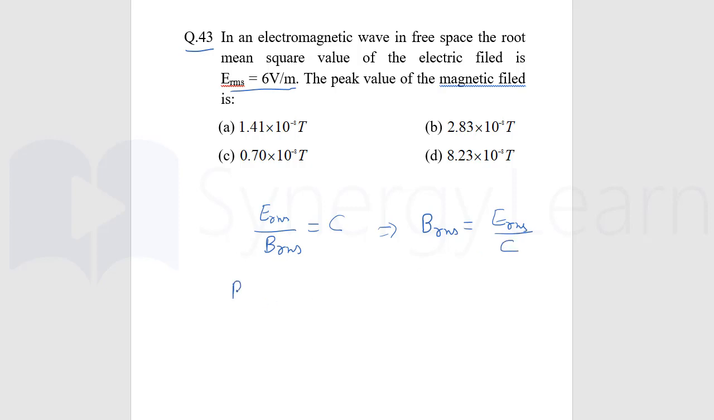And now the peak value of magnetic field B0 will be √2 times B RMS. That is the relation between RMS and peak value. So it is √2 times E RMS, which has value 6, upon C, which has value 3 into 10 raised to power 8. So it becomes 2√2 into 10 raised to power minus 8. 2√2 has value 2.83. None of the options has this coefficient, so B is the correct option.